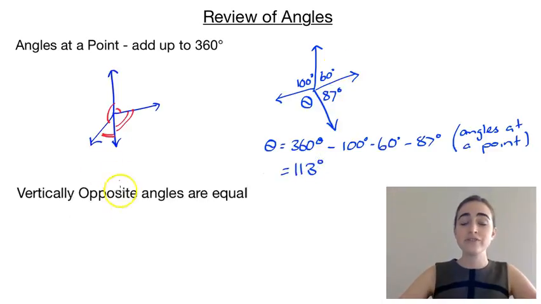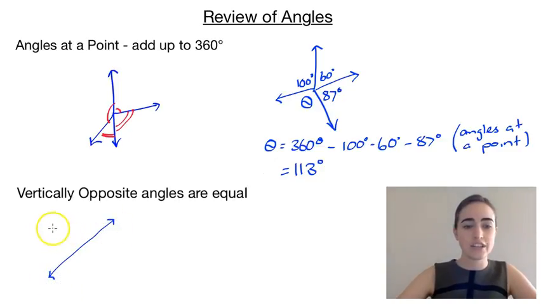Right, our next one is that vertically opposite angles are equal. Vertically opposite angles appear when you've got two straight lines that cross each other. Something like that. Then the angles that are opposite each other in that middle intersection are equal to each other. So that means that this angle here is exactly equal to this angle here, and it also means that this angle here is equal to this angle here.